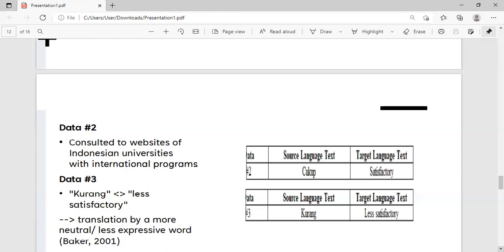The next translation problem I encountered is the word kurang. The word kurang in Indonesian has a rather negative connotation, while graduation is something all students have been looking forward to. So translating kurang into lacking may not be accurate in that sense. Therefore, I decided to use Baker's strategy, that is translation using a more neutral and/or less expressive word. So what I did was I retained the word satisfactory, and then I put the word less in front of it. So kurang was translated into less satisfactory.